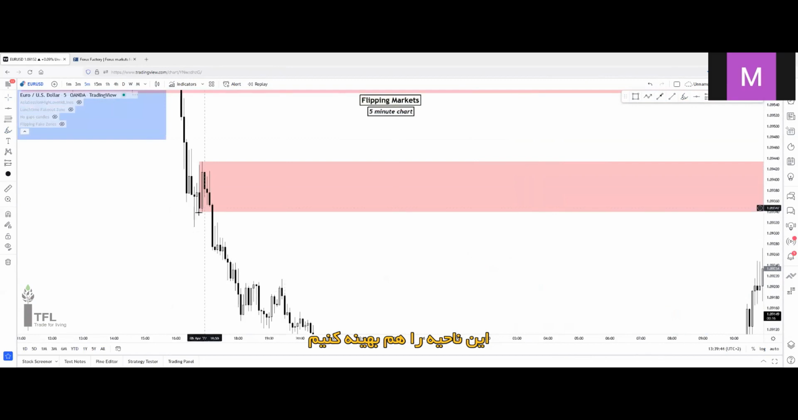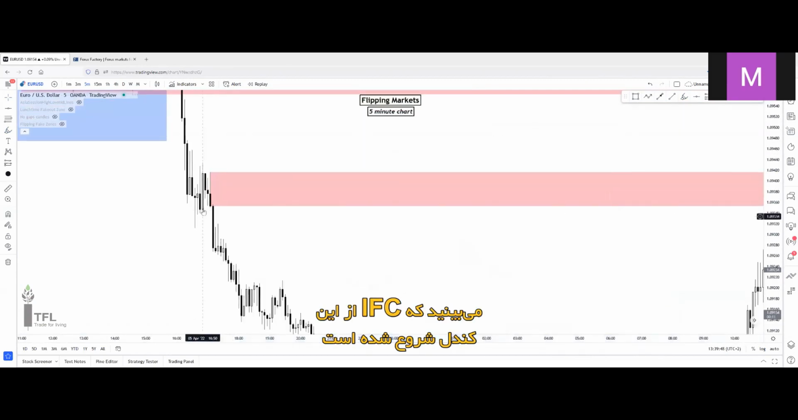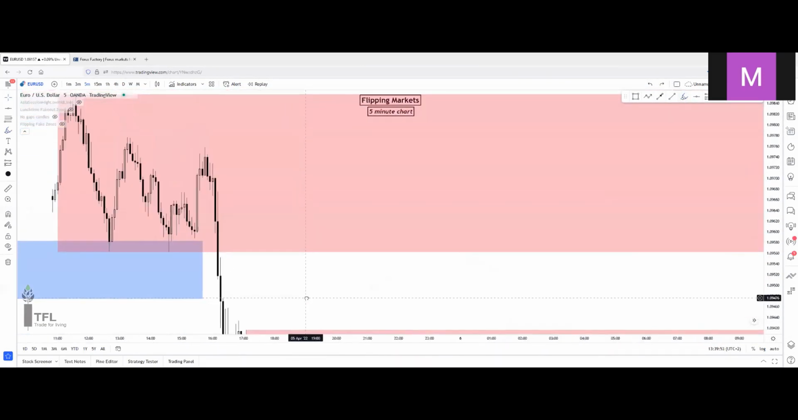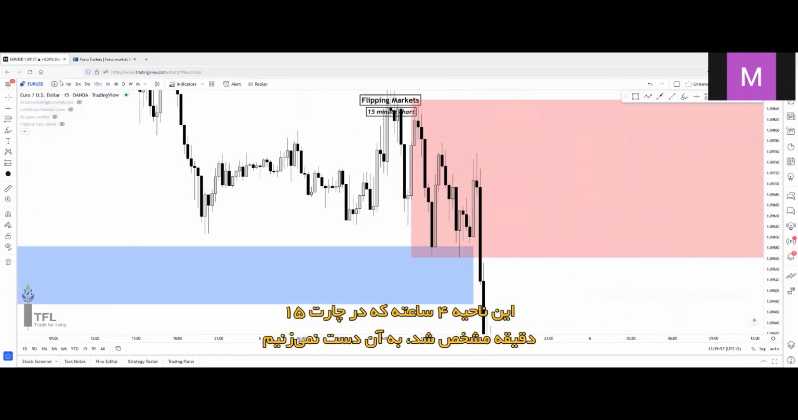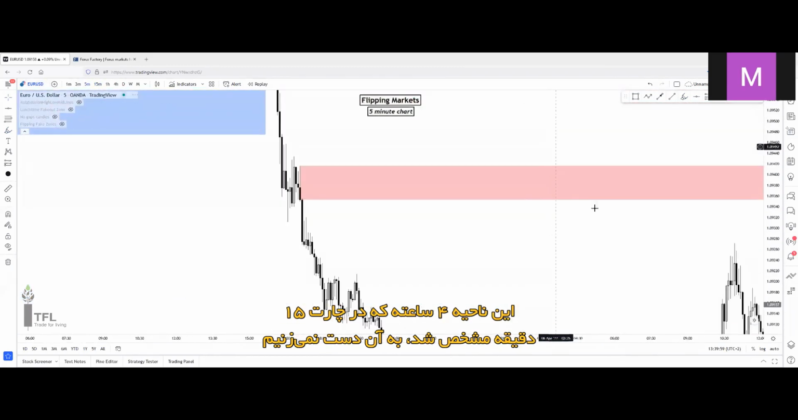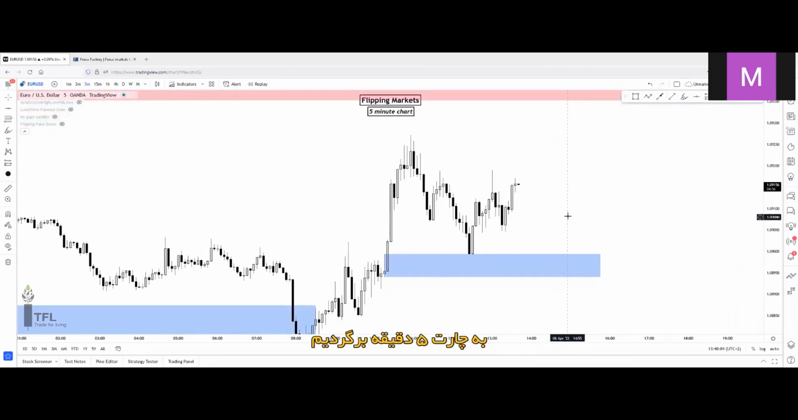At least the 50% of this zone mitigation will happen. So let's just refine this zone also. As you can see, the clear inefficiency has started from this candle. There's inefficiency started from this candle here, and we won't refine this 4-hour zone just on the 15-minute chart, but actually that's worthless, so I will keep this 4-hour zone the way it is. So switch back to the 5-minute chart.